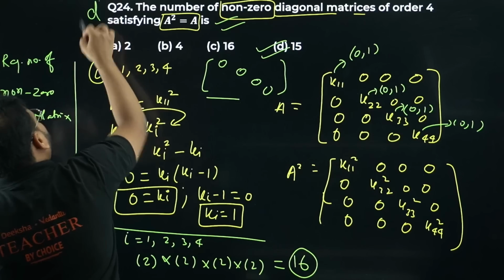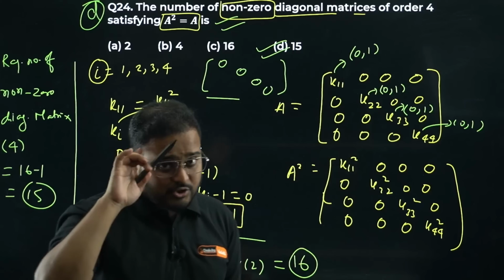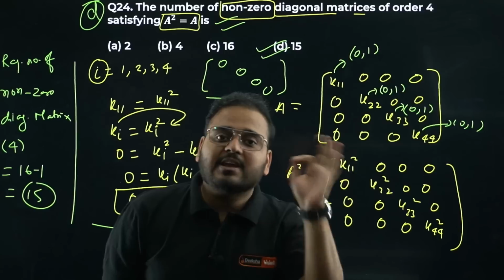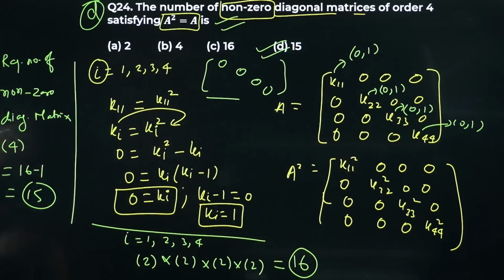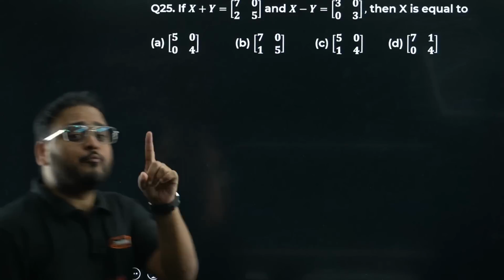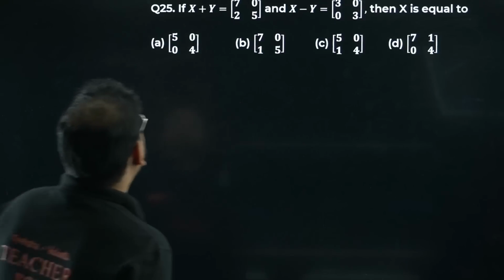It's an excellent question. If I'm setting the paper, I'll give this question for sure, because it has to use your mind, not calculation, only your mind. Very, very good question. Question 24, option D is correct. Not C, D is correct, because we are removing one matrix which has all four diagonal entries as 0.